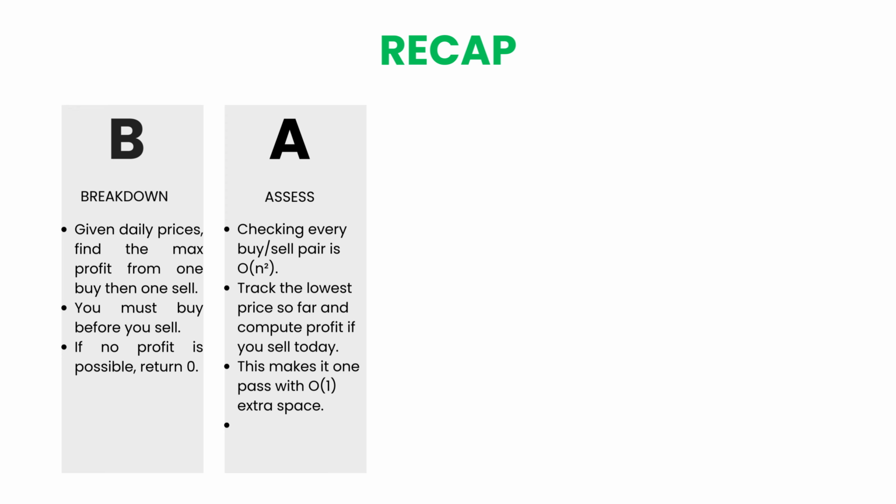A direct approach of checking every possible buy and sell pair makes sense at first, but it becomes inefficient as the input grows. The stronger idea is to track key information as you go. Keep the lowest price you've seen so far, and compute what profit you'd get if you sold today. That turns the problem into a single pass with constant extra space.